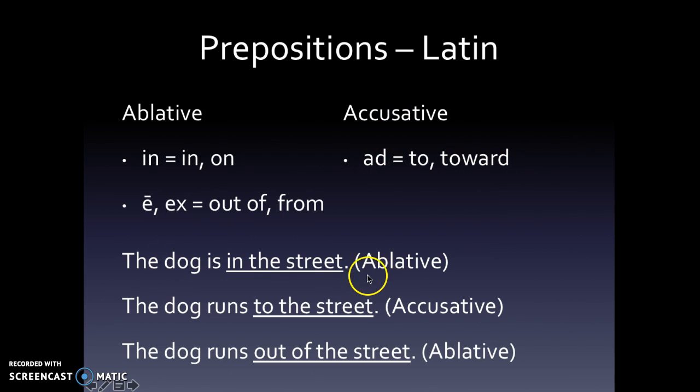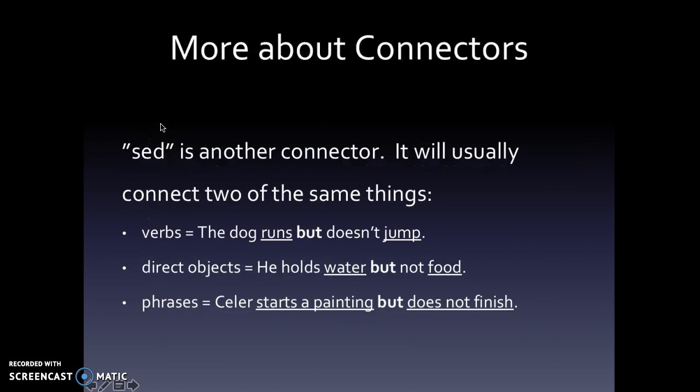So the dog is in the street. In the street is a prep phrase. In the Latin, street here would be ablative. The dog runs to the street. Street here in the Latin would be accusative because to is ad, and ad takes the accusative. The dog runs out of the street. Out of the street is a prep phrase. Here street would be ablative because out of is e or ex, and that's a preposition that takes the ablative.